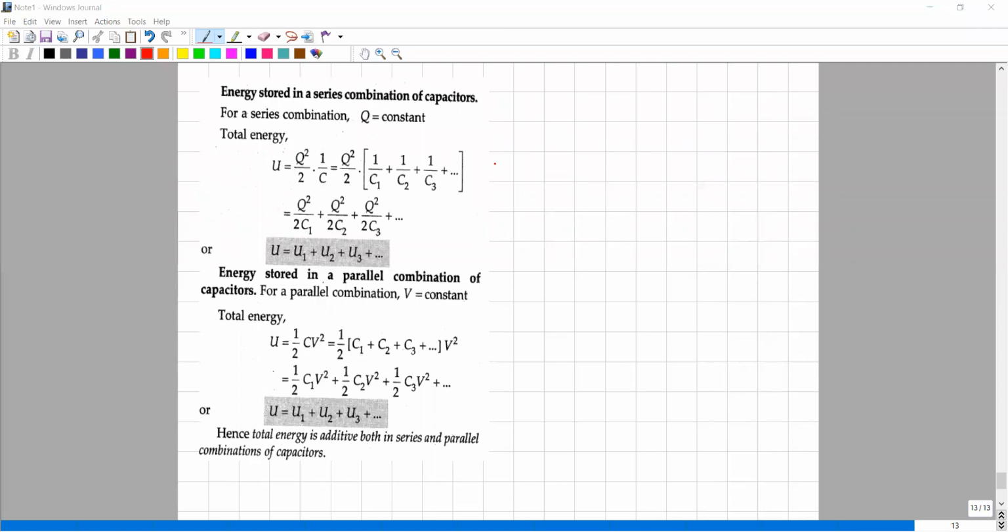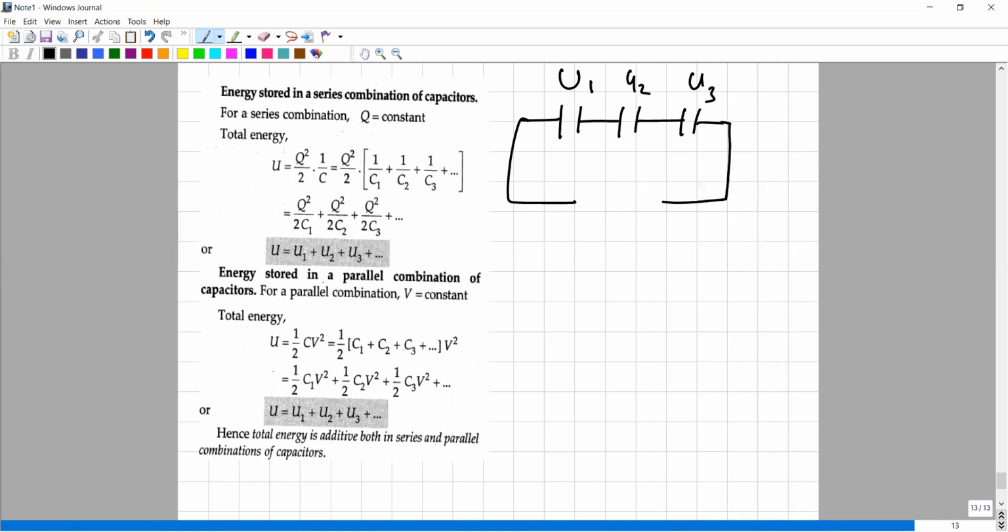Now we have done series and parallel circuit combinations for capacitors. So let us find out, if there are capacitors in series, like this, then the individual energies. I hope you already know that energy is written as U, that's why it is written U here. So individual energies of the capacitors: U1, stored energy in the first capacitor, U2, stored energy in the second capacitor, U3. So these are the energies stored in individual capacitors.